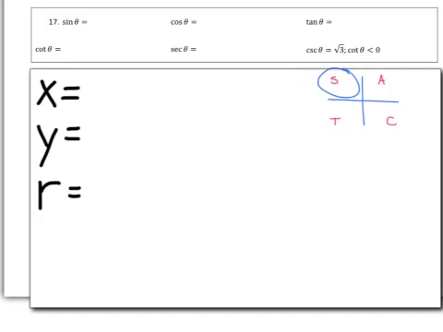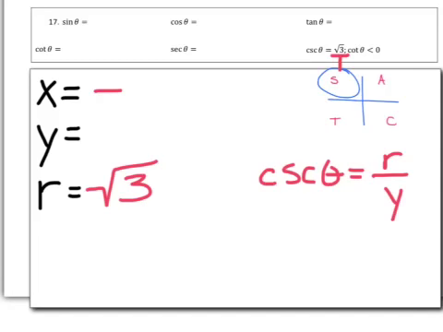Since it's located in quadrant 2, that's going to help me identify my signs. I'm going to know that x is negative, y is positive, and of course my radius is always positive. So we'll see how that affects all my trig values. The first thing we need to do is figure out what values we're given. Cosecant is the ratio r over y. So when you see square root of 3 over 1, that means my radius must be square root of 3 and my y value must be 1. So I'm only missing my x value.